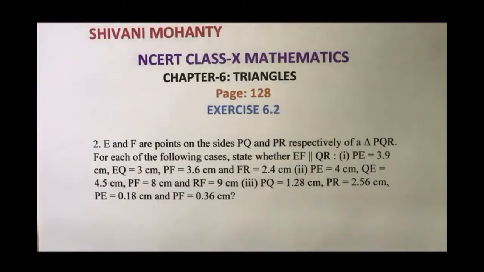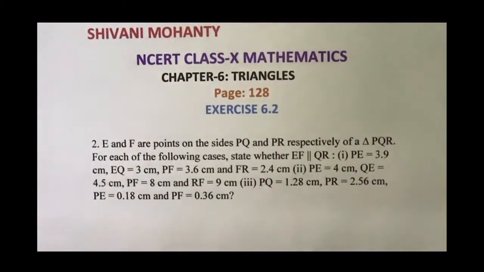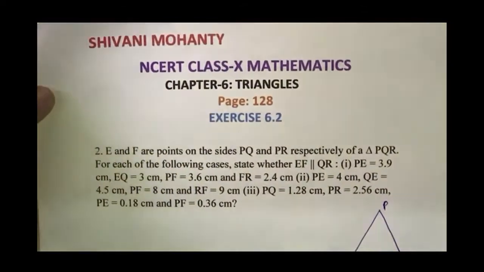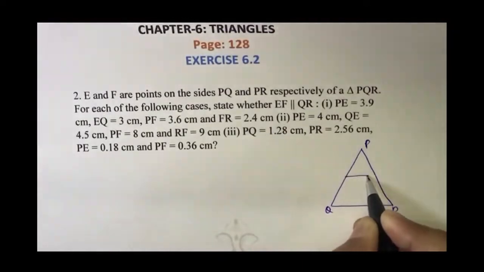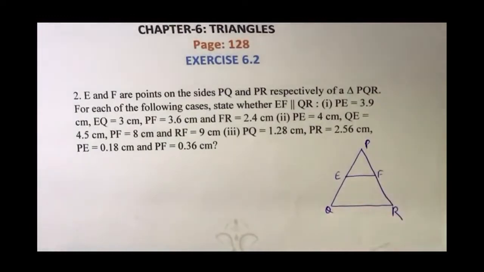In question number 2, let me read the question first. E and F are points on the sides PQ and PR respectively of a triangle PQR. There is no figure given in this question, so let us draw a triangle. So this triangle is PQR. Now, as per the question, E and F are the points on the sides PQ and PR. This is E, this is F. Now, for each of the following cases, state whether EF is parallel to QR.